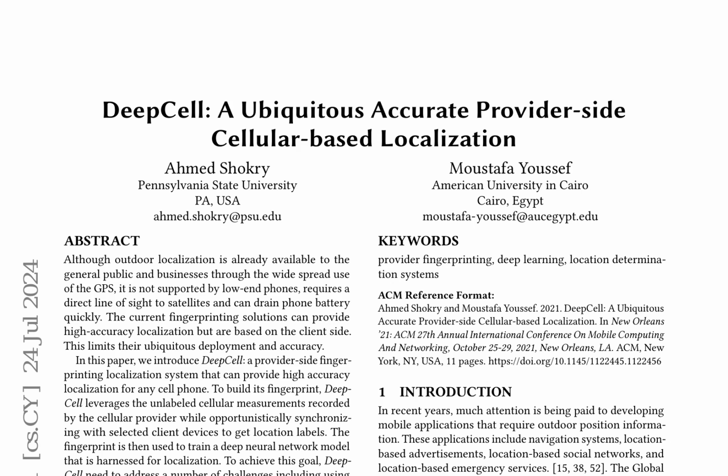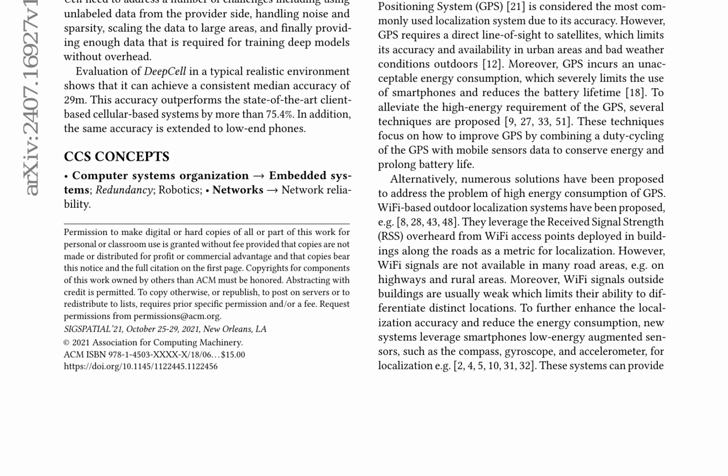The system addresses challenges such as handling unlabeled data, noise and sparsity, scaling to large areas, and providing sufficient training data for deep models without overhead. DeepCell's system architecture consists of two phases: offline training and online tracking. During the offline phase, the provider's cellular data is used to build a fingerprint, which is then used to train a deep neural network model.